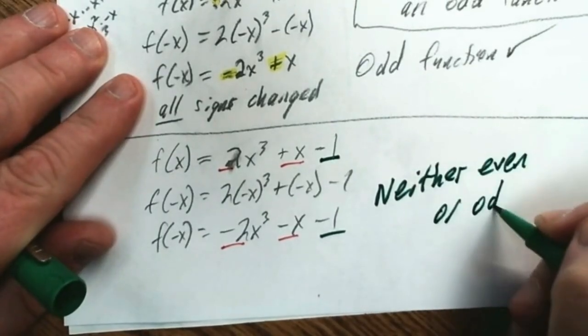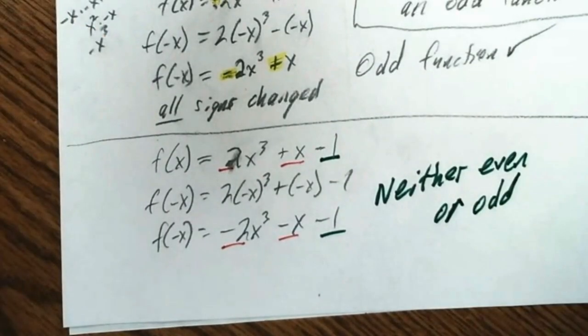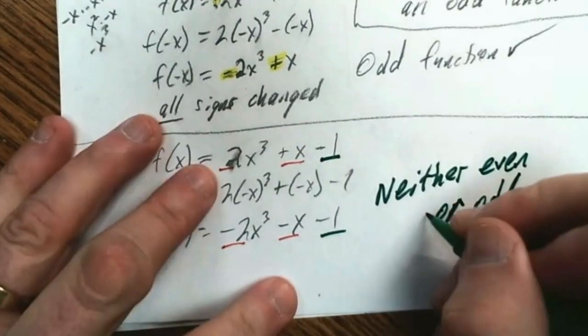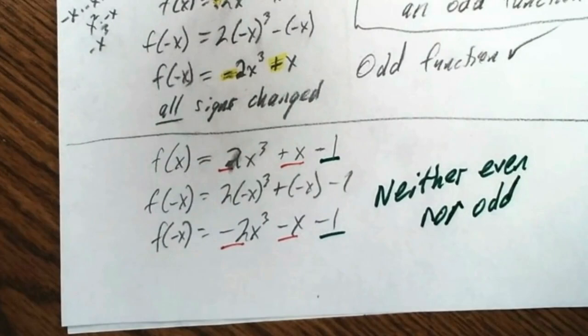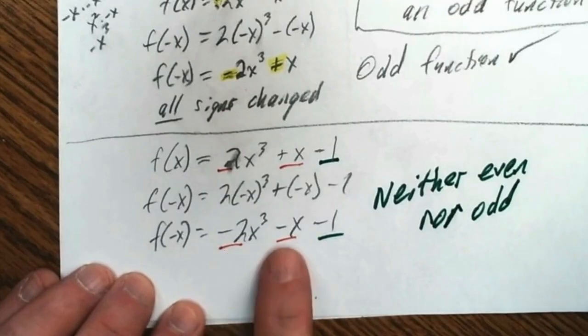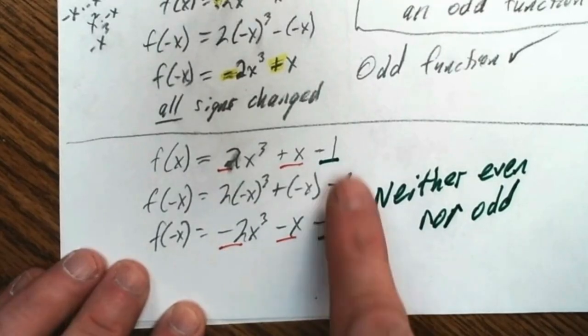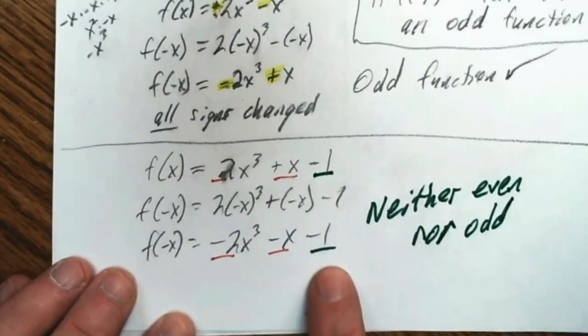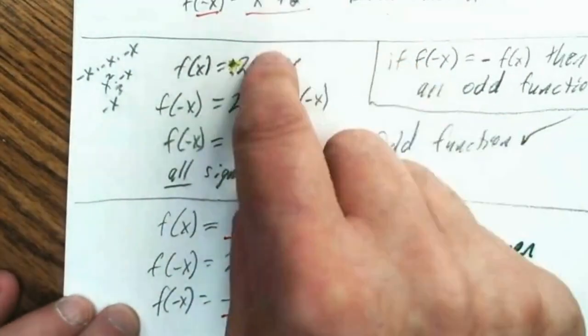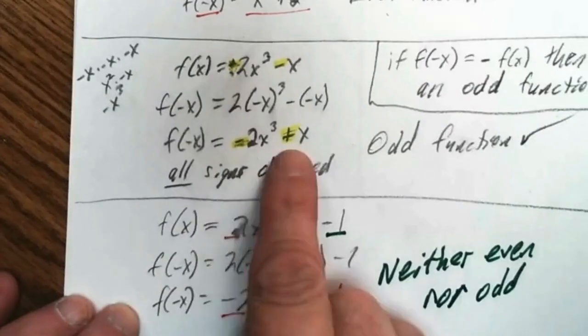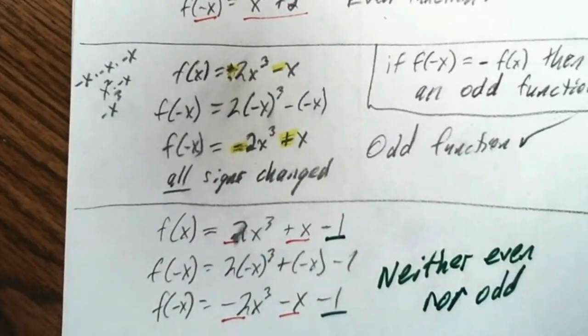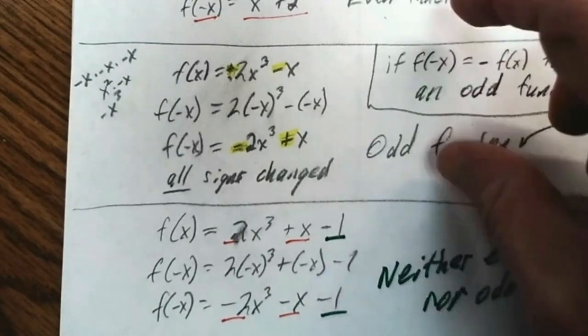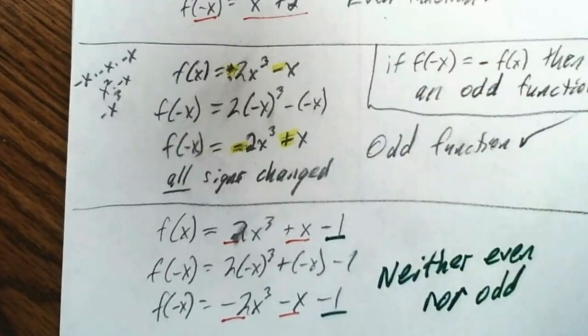This is neither even nor odd. Because while this changed and this changed, this is exactly the same. Every term has to either be exactly the same or exactly opposite. If you have any combination, then it's neither even nor odd. Those very specific functions are even or odd.